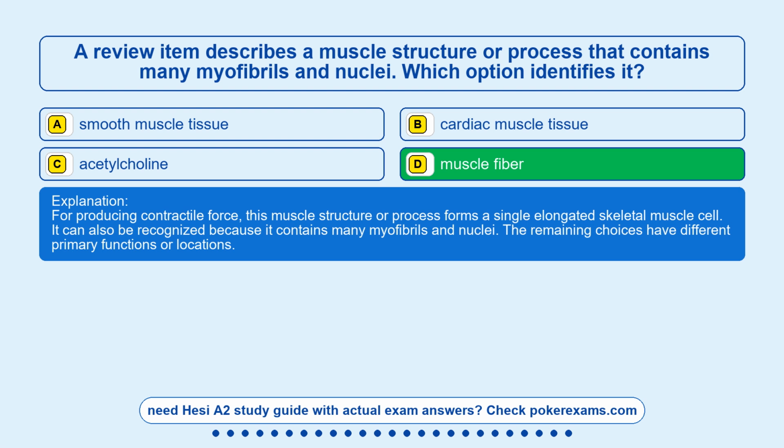For producing contractile force, this muscle structure or process forms a single elongated skeletal muscle cell. It can also be recognized because it contains many myofibrils and nuclei. The remaining choices have different primary functions or locations.